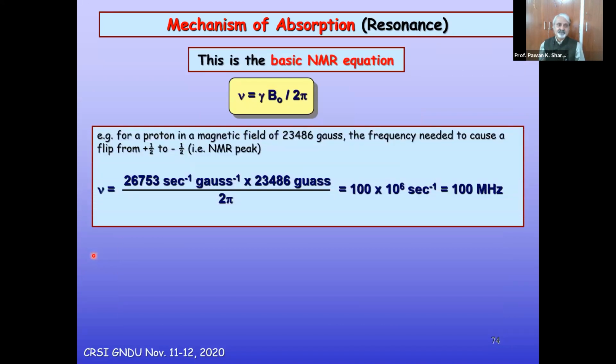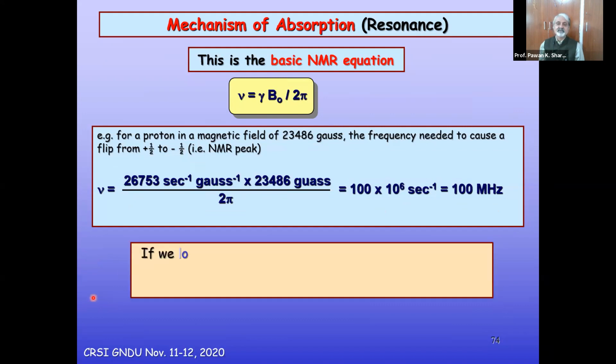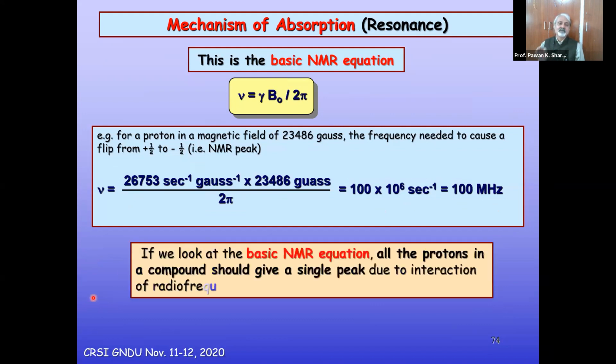Now, for example, for a proton in a magnetic field of 23,486 Gauss, the frequency needed to cause a flip from plus half to minus half would be based on nu is equal to gamma B0 by 2 pi. When you do the calculation, we get 100 into 10 to the power 6 per second, that is 100 megahertz. Now, if we look at this basic NMR equation, then all the protons in a compound should give a single peak due to the interaction of the radio frequency energy and a strong magnetic field.